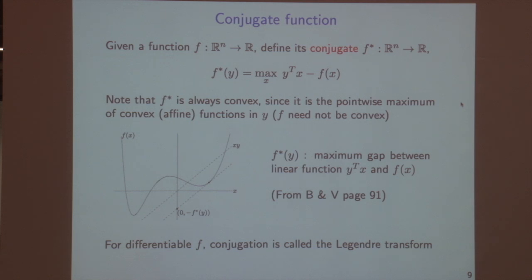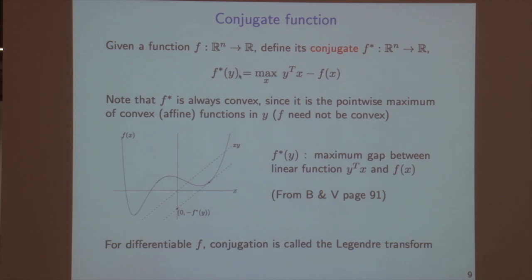So the conjugate's very simple to define. If you give me some function, then its conjugate is defined as follows. We denote it by f star, if f is the original function, and it lives on the same space as f does. So if f lives on Rn, then so does its conjugate, f star. It's what we get by maximizing over all x, y transpose x minus f of x. It's the definition of a conjugate function. So this is how you define the conjugate at y.